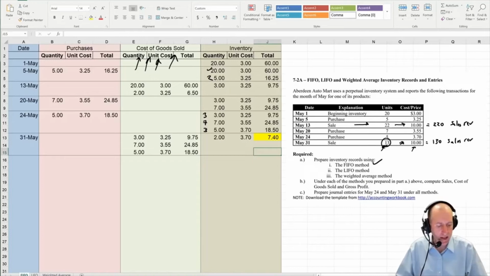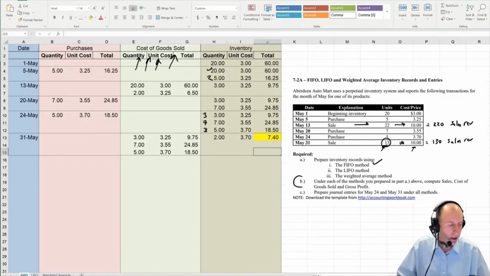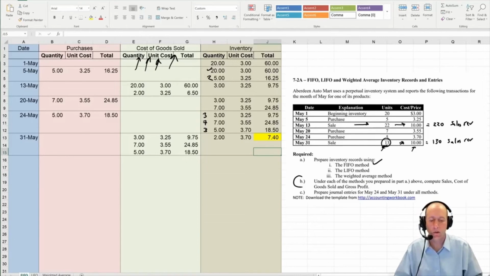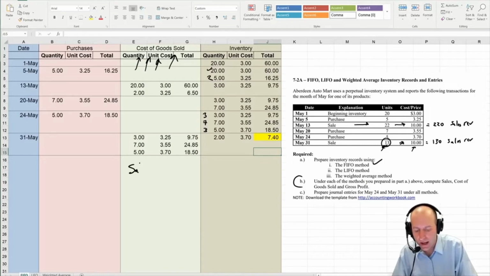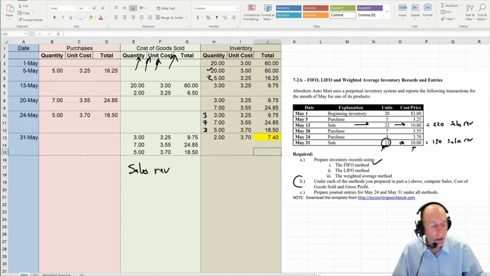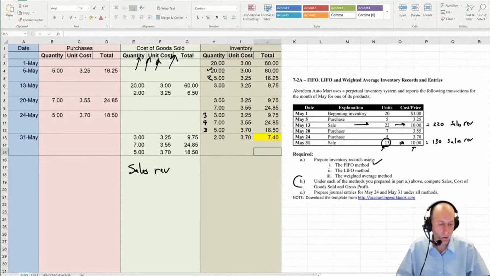Let's do part B. It says under each of the methods you prepared in part A, so we've done the inventory record, compute sales, cost of goods sold, and gross profit. Okay, our sales revenue just comes from the question, and it's these items, right? These are our sales revenue.